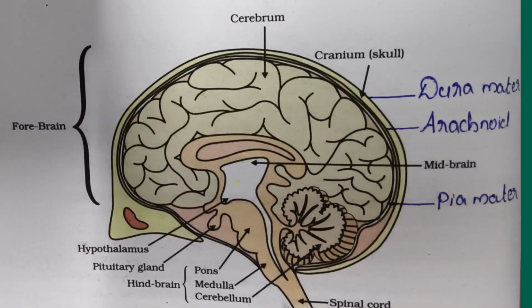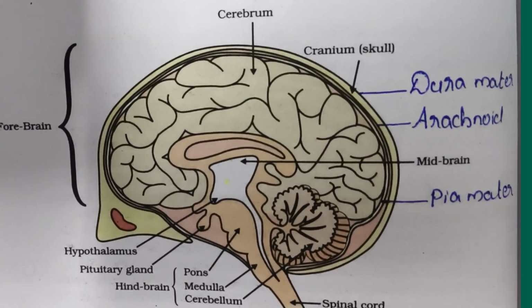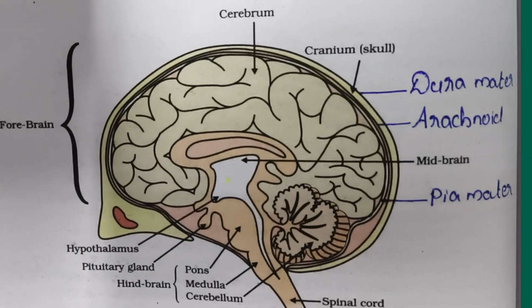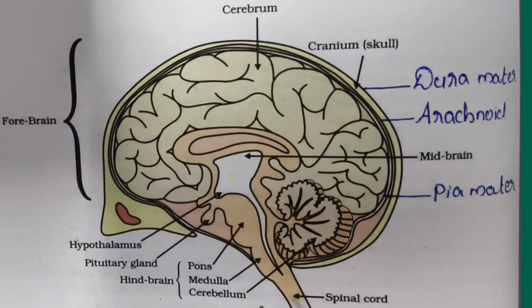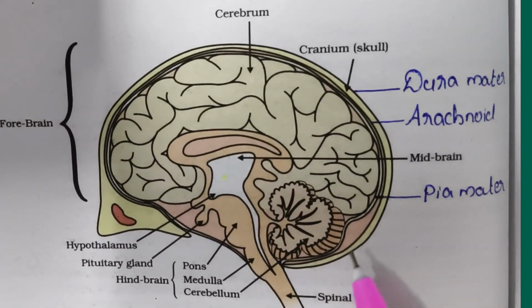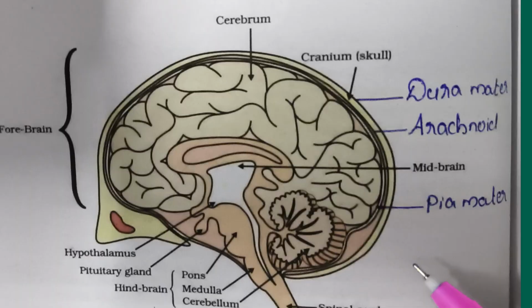Hello students, today we are going to study one of the important parts of our body. It's one of the most complex organs of our body and it controls all activities of our body. That is the brain. So the brain controls all activities of our body.